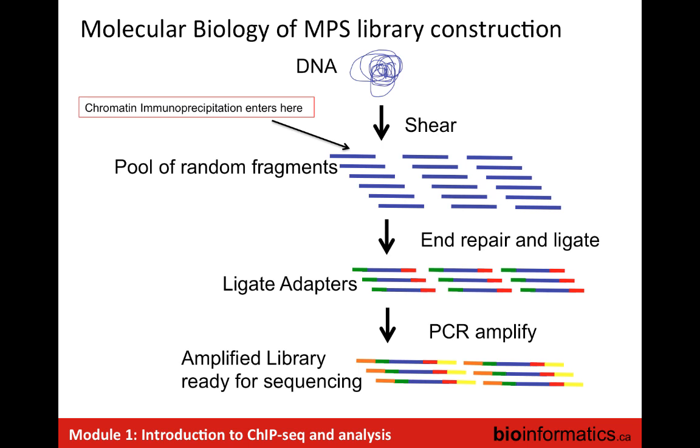And at that PCR amplification step, we add our barcode. It's very typical now to do that so that we can do multiplexing within a flow cell. And everybody's familiar with barcoding, right?